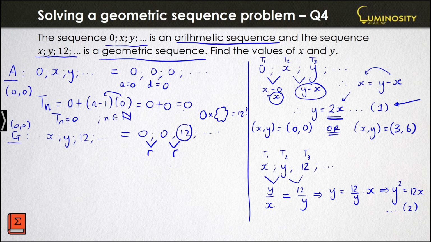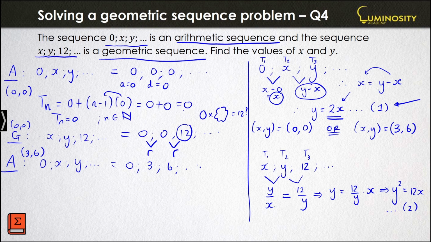So therefore, when x is 0 and y is 0, this pair will not work. So we have to discard this as a solution. It doesn't mean that the other one will automatically work. We need to also check it. So when x is 3, y is 6. Let's have a look at this one. The arithmetic sequence becomes 0, x, y, and so forth, so that'll become 0, 3, 6, and so on.